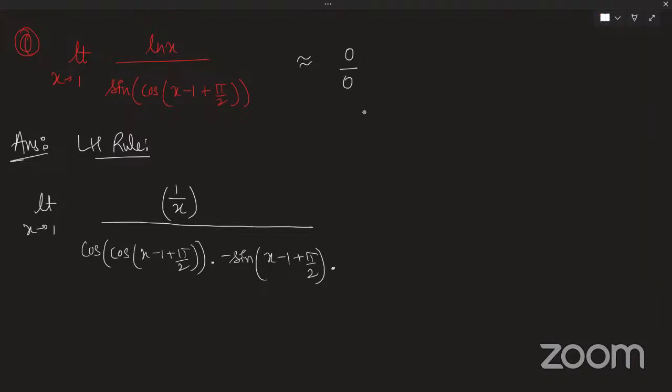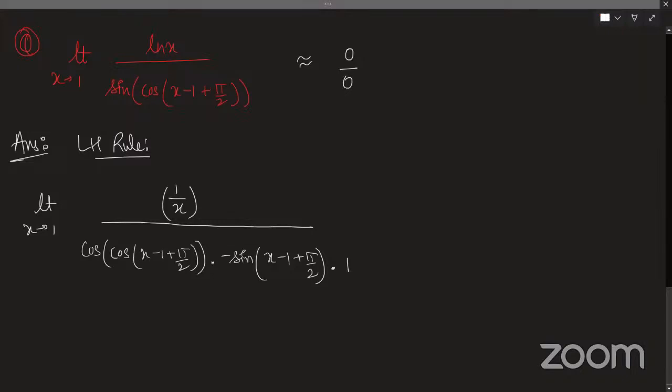Do you have one more term left? I need to differentiate this thing, right? X minus 1 plus pi by 2. I need to differentiate that also. What will be the derivative of that thing? What is the derivative of x minus 1 plus pi by 2? 1. Yes, sir.